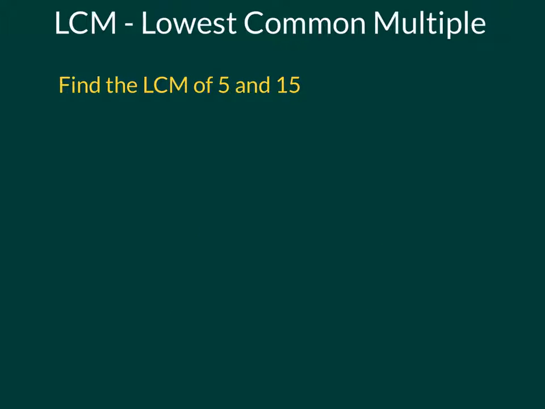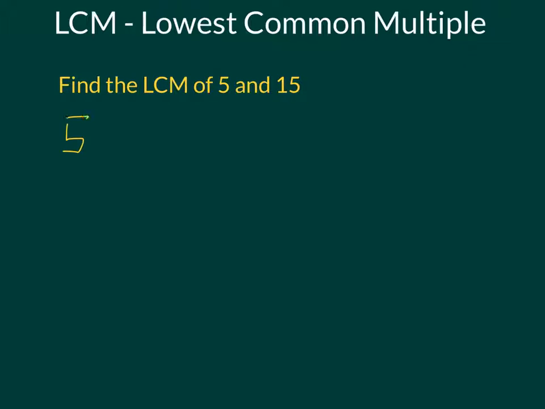Alright, the next one is lowest common multiple. Lowest common multiple and highest common factor are often confused, but just remember the important part of this one is the word multiple. It tells us to multiply. We're not looking for factors, as in highest common factor, we're looking for multiples. So in this one, let's find the lowest common multiple of 5 and 15.